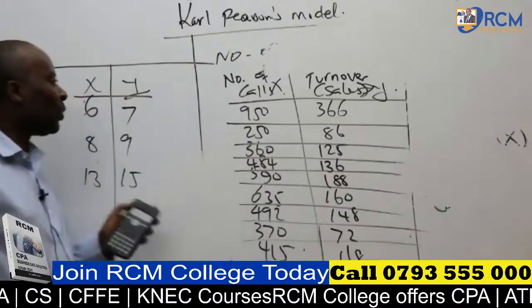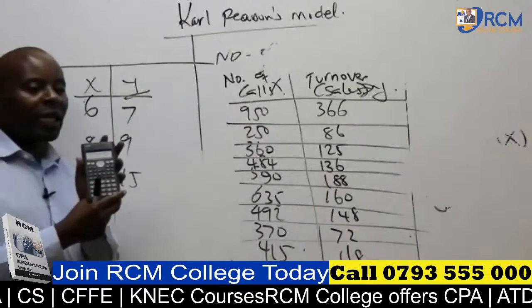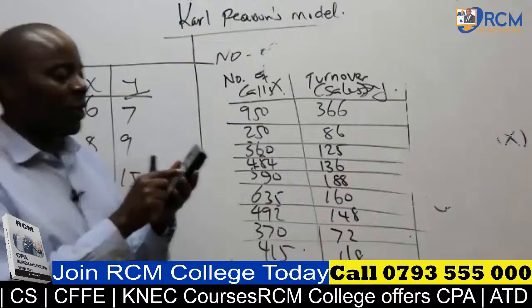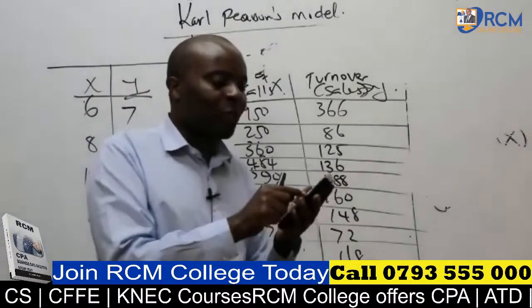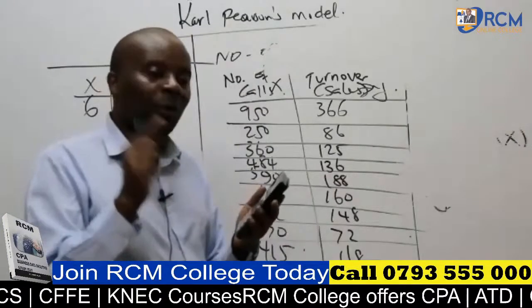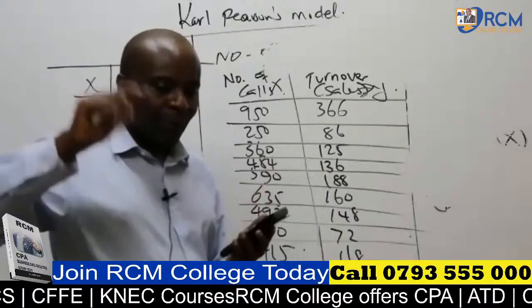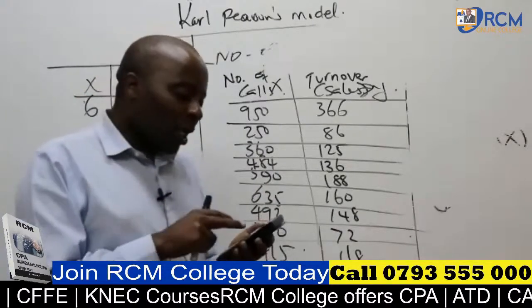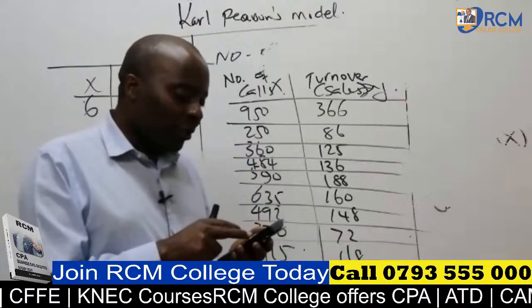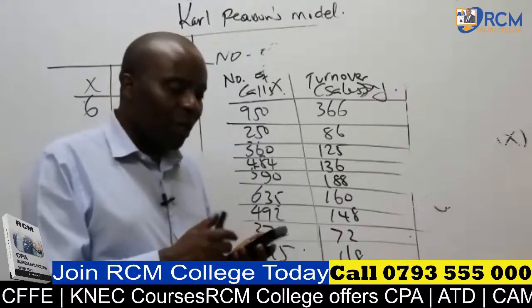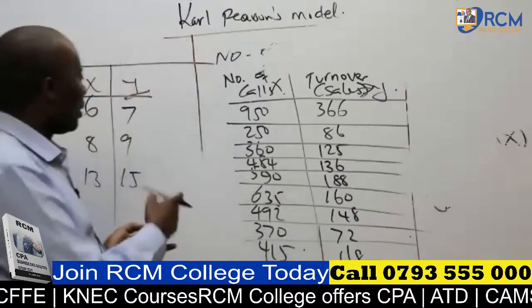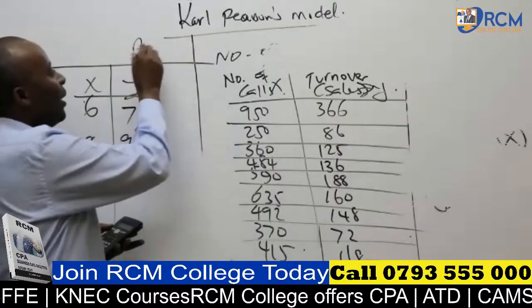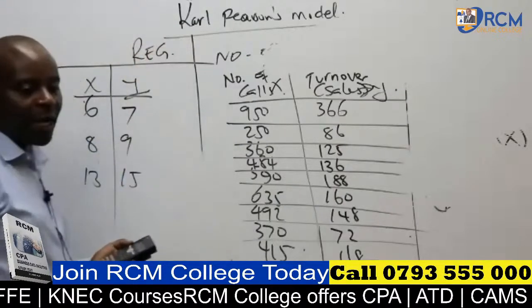So what are we supposed to do? We are supposed to pick our calculator like this, ladies and gentlemen. Please, near there, you'll be able to see mode. Is there anybody who has been able to see that button called mode? Somebody say Y for yes. Thank you very much. So when you click on the mode, either once, twice, or whatever, you'll be able to see reg. Reg for what? Reg for regression.